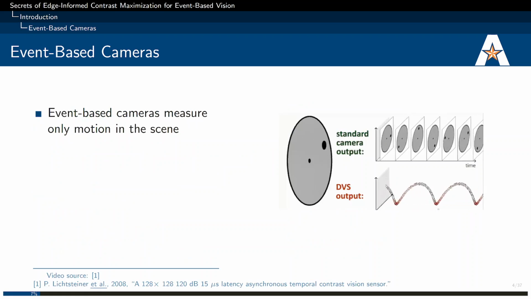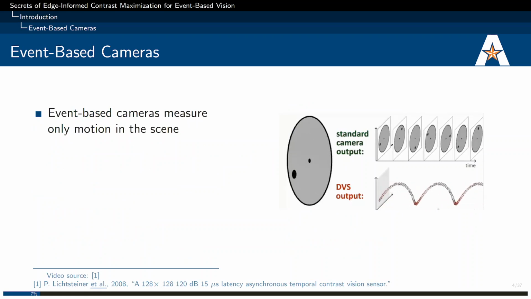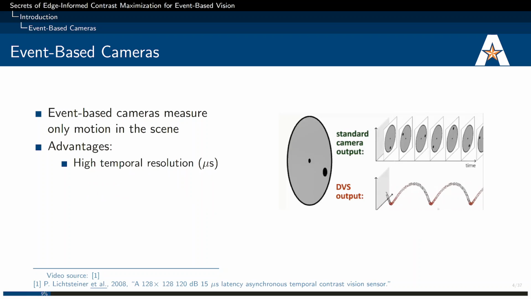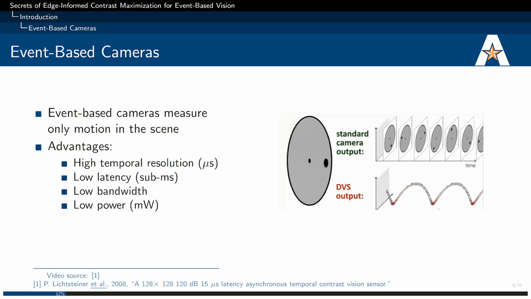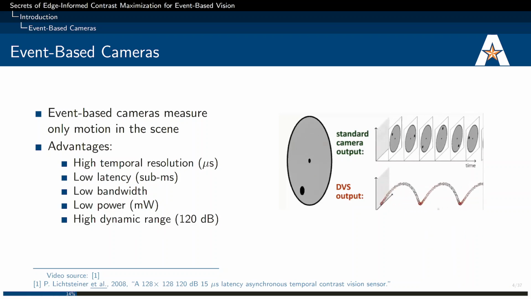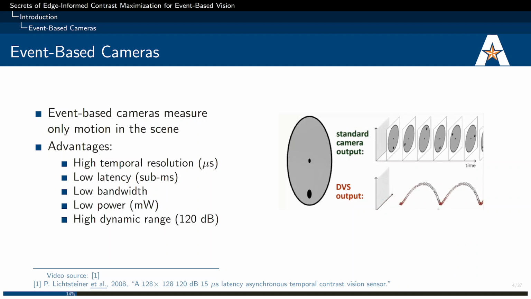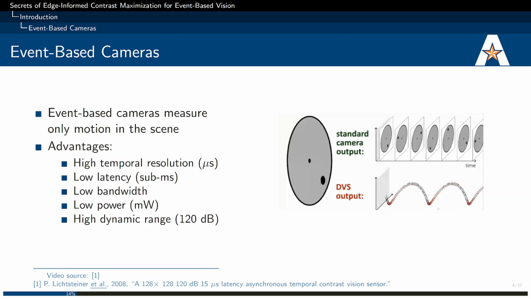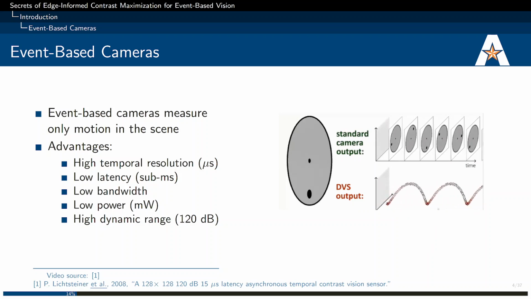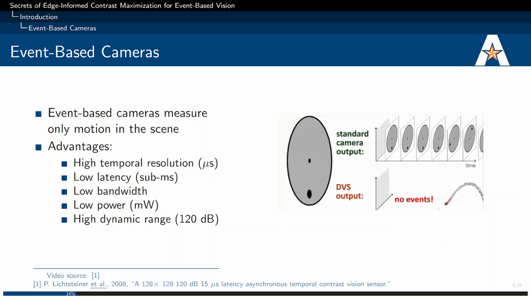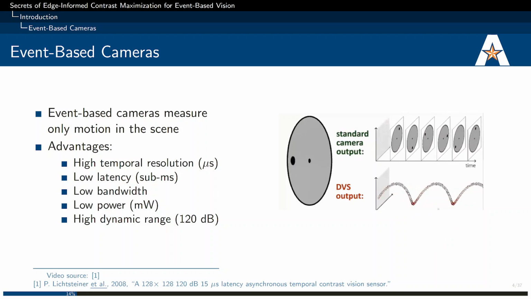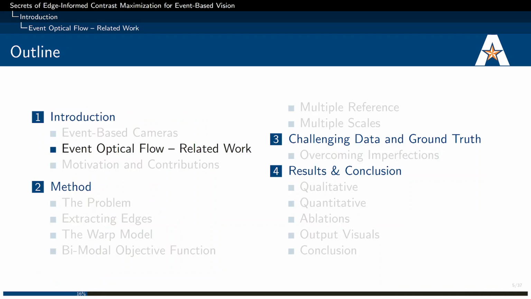Event-based cameras are novel sensors that only measure motion in the scene. They offer several advantages, including high temporal resolution, low latency, low bandwidth, low power requirements, and high dynamic range. As shown in the video, standard cameras produce frames at regular intervals of time. In contrast, event cameras output asynchronous events measuring per pixel brightness changes. These events are temporally dense, spatially sparse, and encode scene motion, making them particularly useful for optical flow estimation.